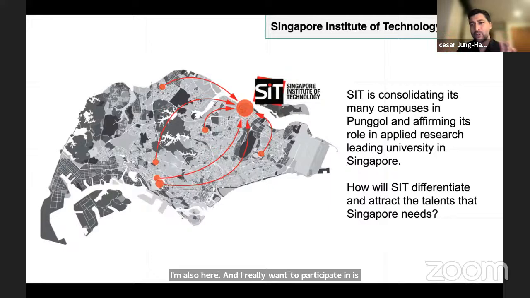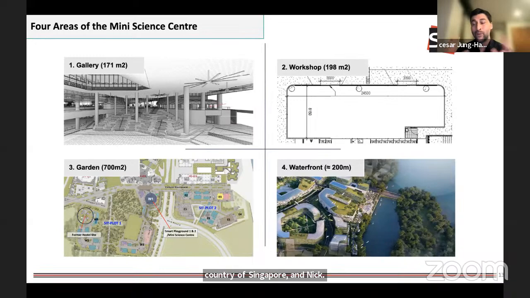It doesn't have one building. It has many buildings around the city, around the country of Singapore. And in 1 year and a half, it would consolidate all of this campus, and we're going to have a beautiful microgrid campus by the water. And I'm going to be responsible for basically the Fab Lab of the campus, and a part of the gardens, and I'm now working on getting access to the waterfront.